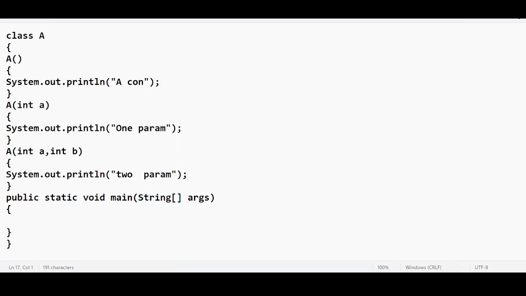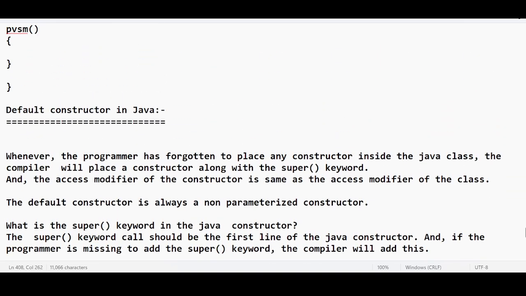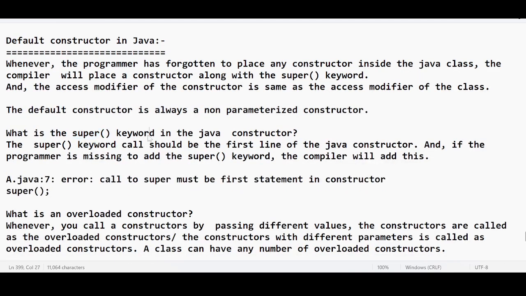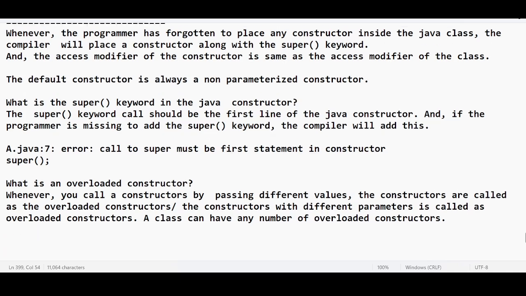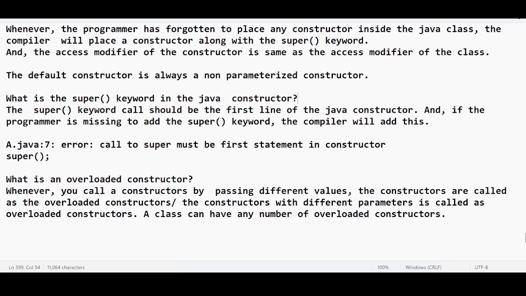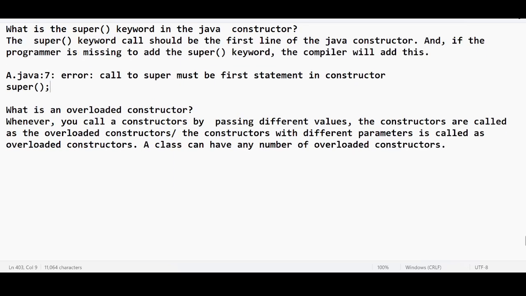So today our understanding is limited to this, but we have understood a lot of things. We understood what the default constructor is in detail. We also understood the super keyword, which is placed by the compiler and should always be the first statement inside the constructor; if you violate this, you will get an error. And what is an overloaded constructor? You can have any number of constructors with different values as per the requirements. In real-time application development this makes a lot of sense. After this, we understood constructor chaining.